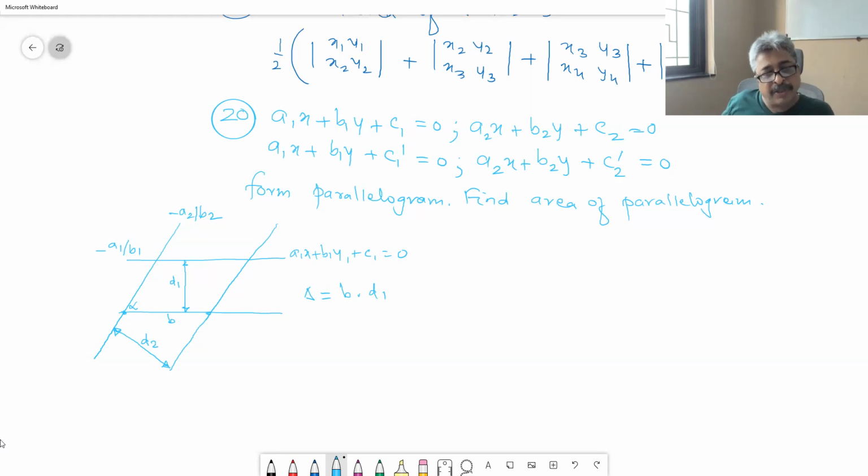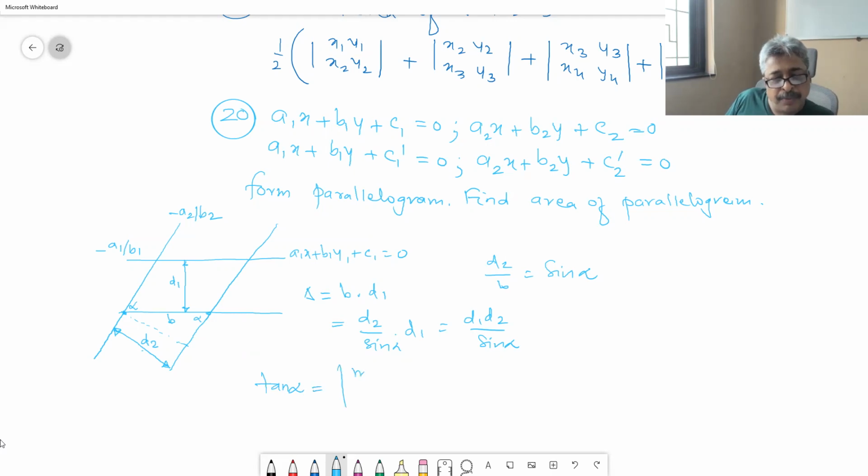But we don't know b. Solving simultaneously will be huge. Therefore, can we express b in terms of d2? This is alpha, so d2 upon b is equal to sine alpha. Therefore, b is equal to d2 upon sine alpha, and delta is d1 d2 upon sine alpha. So if we know sine alpha, we should be able to get the area, because the distances between the parallel lines we know. Okay, so tan alpha is equal to the absolute value of m1 minus m2 upon 1 plus m1 m2.